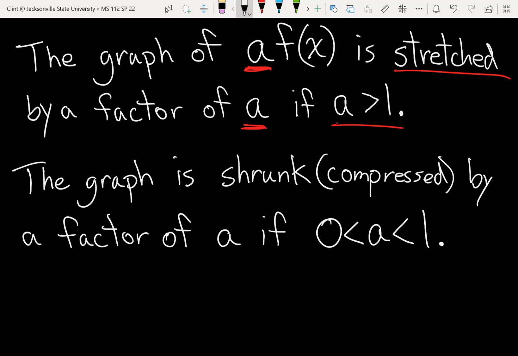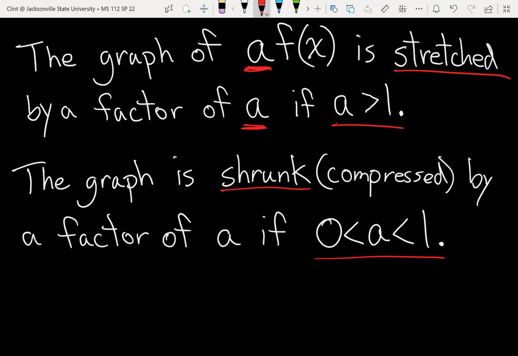Not always written as a fraction. You could have like 0.33 times the function. That's between 0 and 1, so that would shrink our graph. So it would shrink if between 0 and 1.